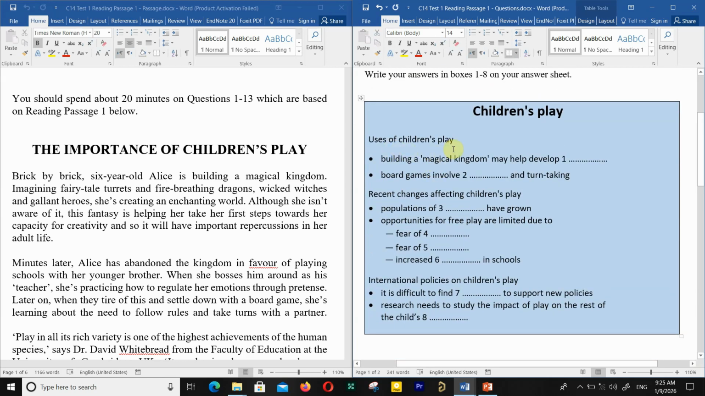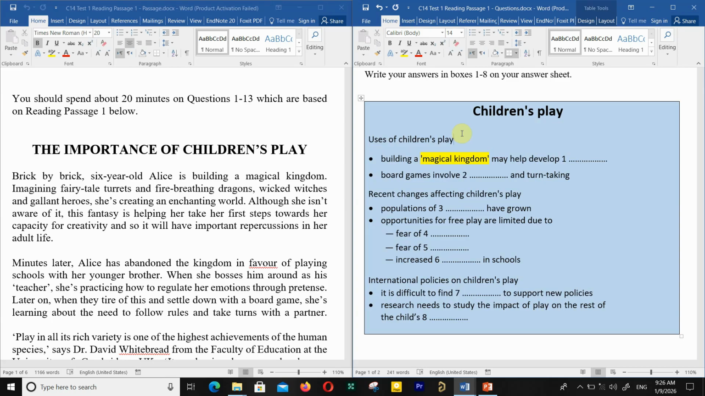Uses of children's play. For question 1, building a magical kingdom. This is the first important keyword to highlight. And this is one thing that you had to look for in the passage. When you find this keyword is in inverted commas, it's really helpful to find it. And it is not paraphrased, it's just this one.